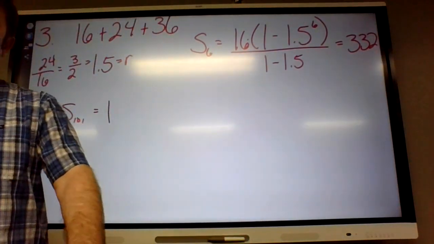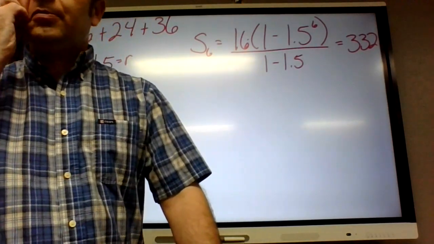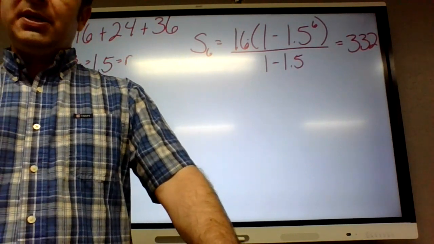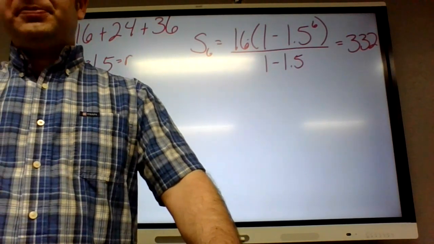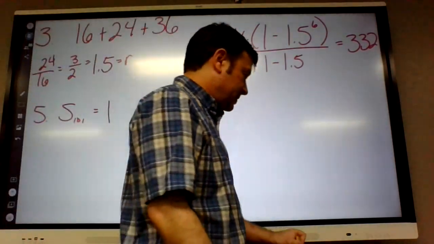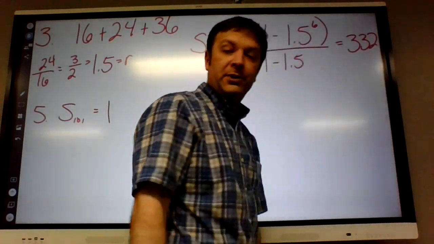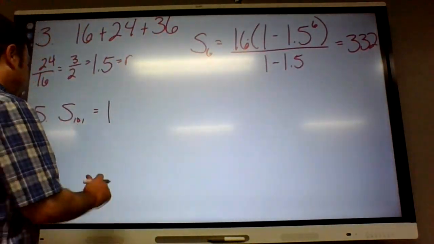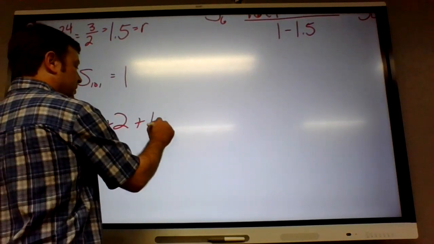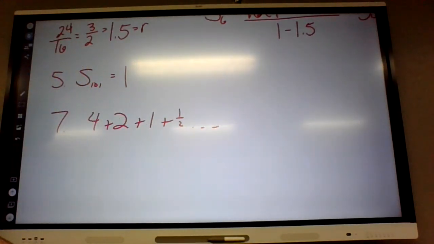You can tell whether it's converging, whether it's approaching a number, basically if your common ratio is less than 1 or greater than negative 1. And basically the numbers get smaller if it's converging, because you have to add a smaller and smaller value for it to work. So on number 7, the pattern is 4 plus 2 plus 1, plus 0.5, and so on. So what is the common ratio?